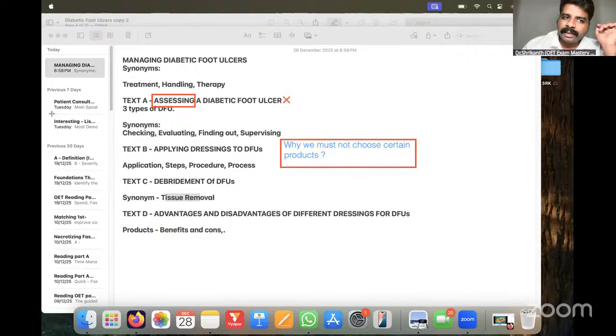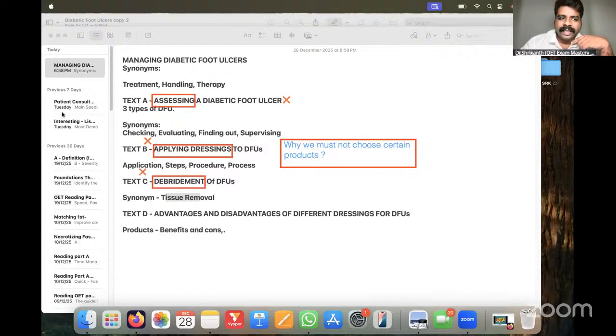Now, what is text B over here? Text B is all about application of dressings. But we have to find out products, why we must not choose certain products. So again, my intuition is telling me no, it is not going to be here, because there it is all about application. Now what is text C over here? Text C is once again debridement, that is tissue removal, right? So here also my intuition is telling me no, the answer will not be over here.